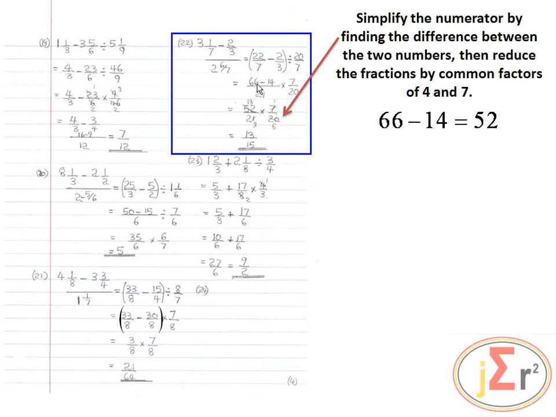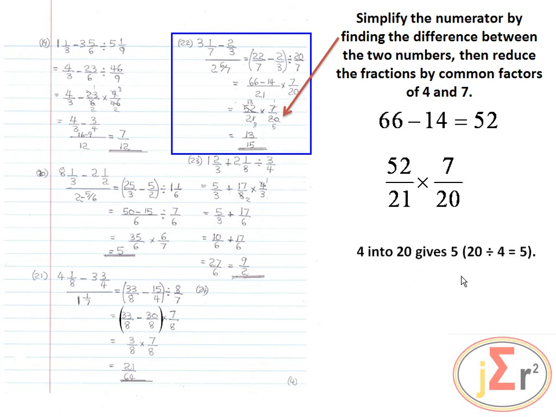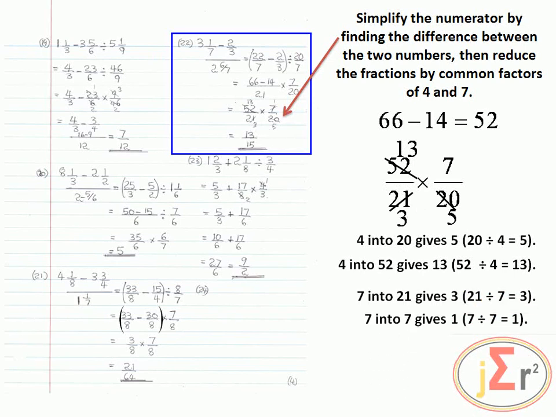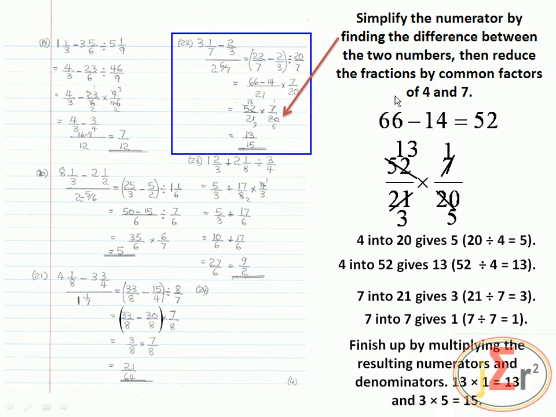Of course, 66 minus 14 is 52. We will put that over 21, and we multiply by 7 over 20. And we have some common denominators, as a matter of fact, 7 and 4. So 4 into 20 gives 5. And 4 into 52 gives 13. Then, away with that 7. 7 into 21 is 3, and 7 into 7 is 1. Then we will say 13 multiplied by 1 is 13, and 3 5s 15.